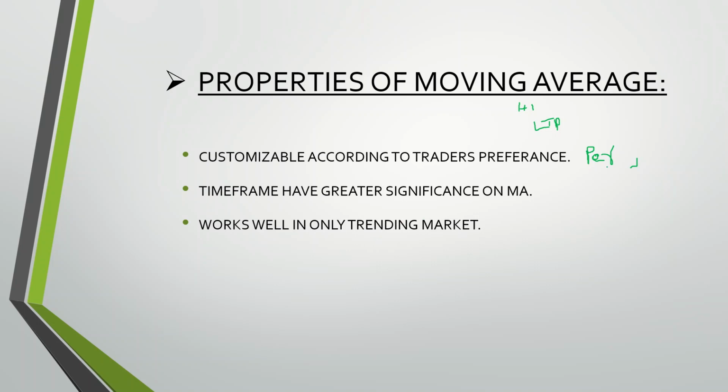There are some traders who prefer to calculate the average price by using the opening price of a session, but by default in the moving average indicator you will get the closing price. You can change it to any other.